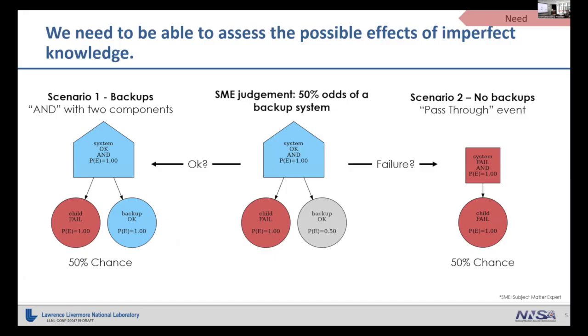So this is the simplest interesting case you can think of, where you have a system with two components and you know that one of them failed, but you're not certain about the second one. You can think of this as a system and a backup system, right? If you know that the first system has failed, but you assess there's a 50% chance that the backup system even exists, then there's a 50% chance that you have a system failure.